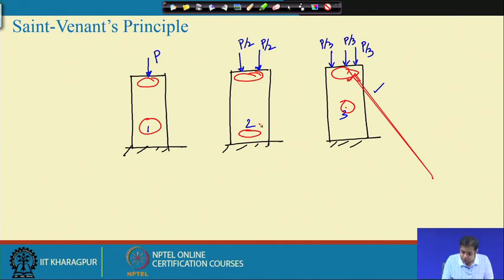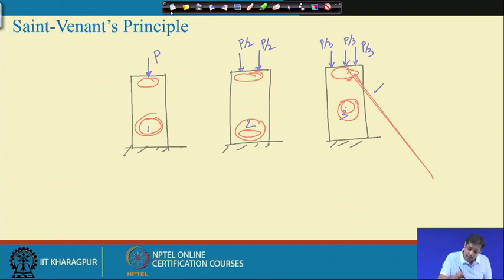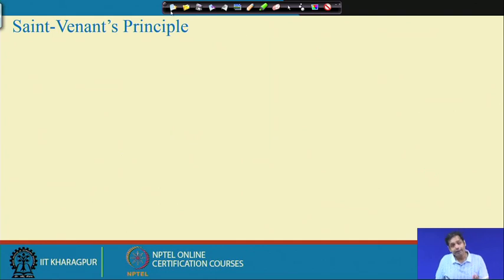So, the distribution of stresses here, here, and here will all be the same. The effect is very negligible. Now, for the time being, you take this invariance principle for granted. We will be solving one example like this.